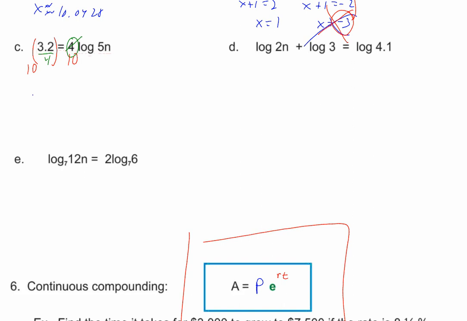So where do you end up? 10 to the 3.2 divided by 4 exponent equals 5n. And now we're one step away from getting to our variable, right? We can just divide both sides by 5. So you need to make sure that you can punch this into your calculator. You can use your 10 to the x button, or you can do your y to the x button. Either way you're going to get there.